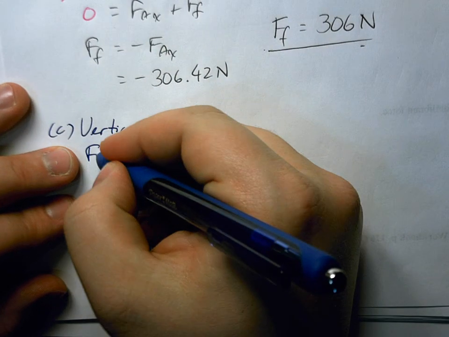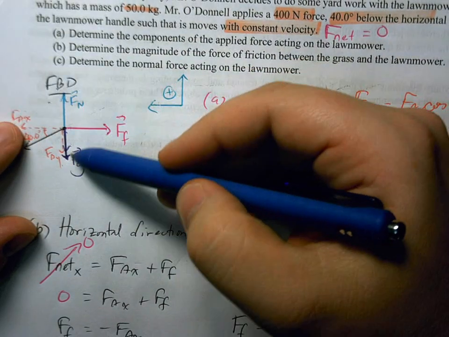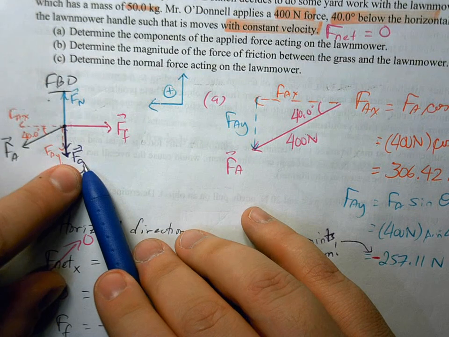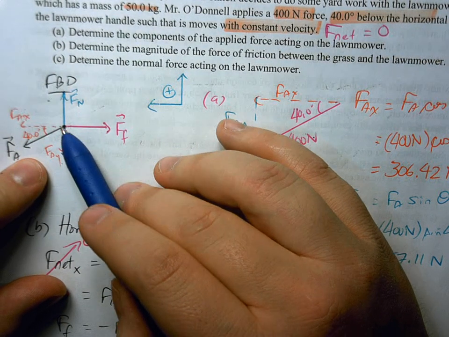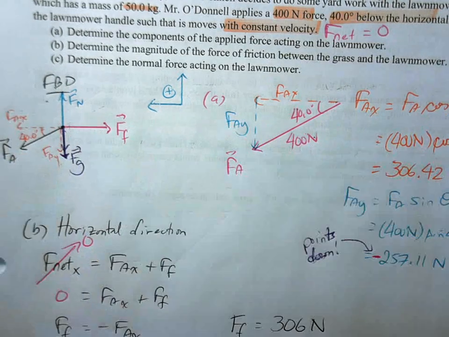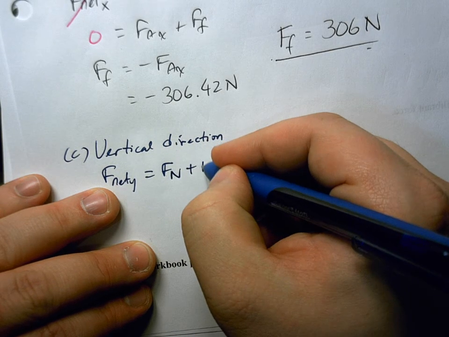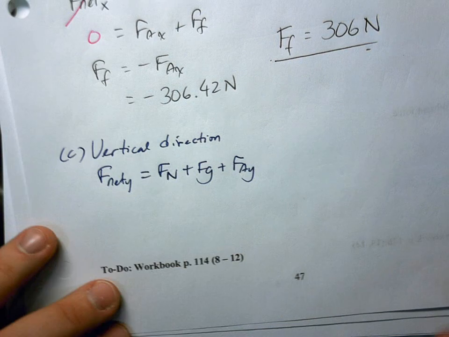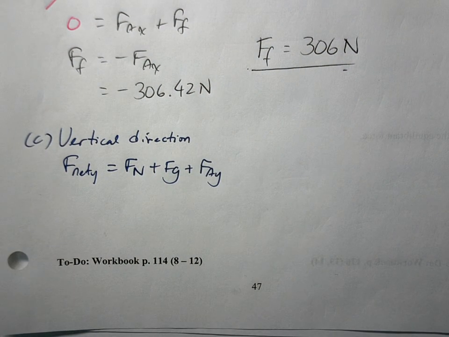Well, the net force in my y direction, let's have a look. In the vertical plane, I have three things. I have my normal force, I have my force of gravity, but I also have this little straggler tagging along this time. I have this applied force, the y component of this applied force. So I actually have three pieces here. So I have the normal force plus Fg plus Fay. And that's where we have to be careful. We can't forget this component of the applied force.